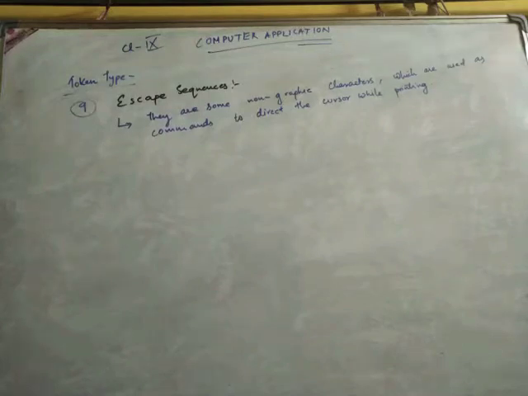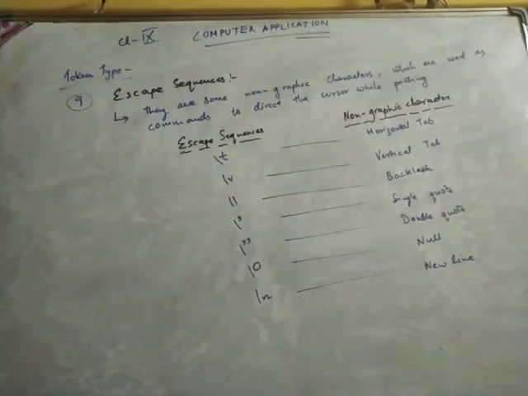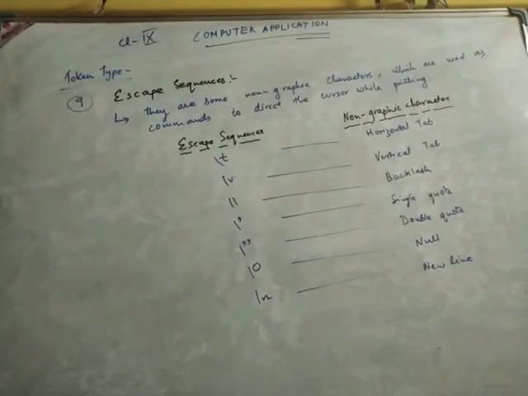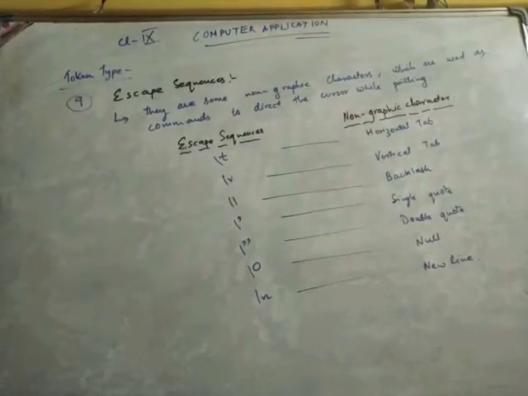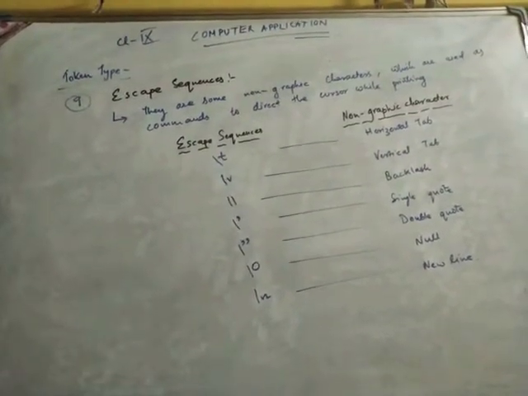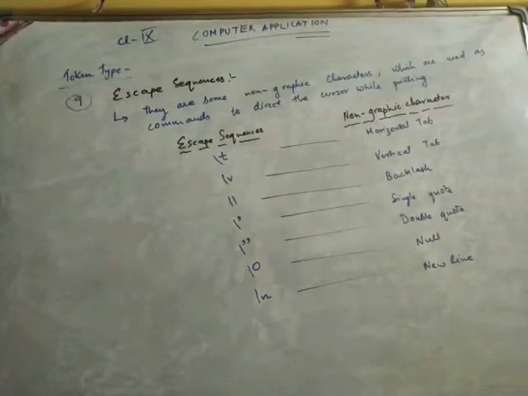Some examples are these escape sequences we have. Slash t and slash v. Slash t is for horizontal tab, slash v is for vertical tab. Double slash is for backslash, slash single quotation is for single quote, slash double quotation is for double quote. We have slash 0 for null and slash n for new line. So there are different kinds of escape sequences. How we use them, we'll understand with examples.